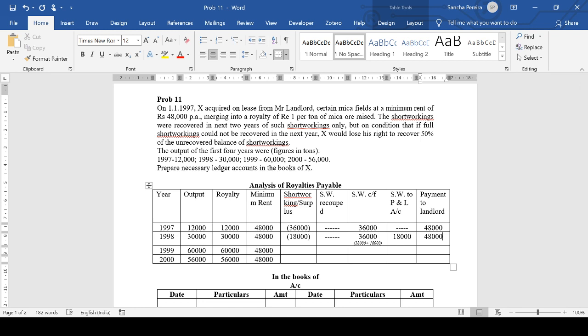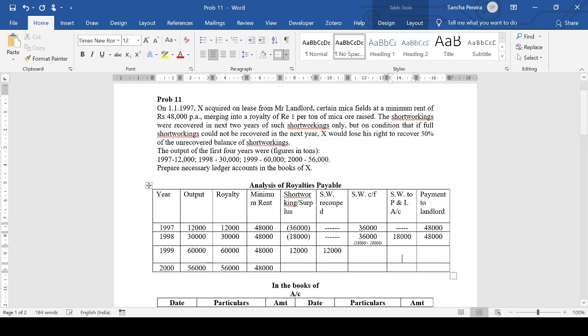Now we come to the third year. In the third year, we have a surplus of 12,000, 60 minus 48. What we are going to do is first try to recover the balance of the first year. Now first year, how much do we still have to recover? We still have an amount of 18,000 to recover. But how much surplus do we have? We have only 12,000. So at the most, we can recover only 12,000. So from the first year, we have to transfer how much to the P&L account?